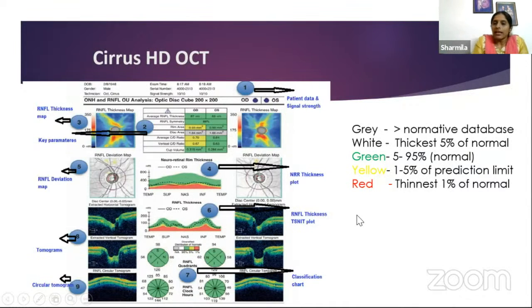And then coming to the colors, gray is basically more than normal, that is, above normal. And white is the thickest retinal nerve fiber layer. Green is the normal range, that is, 5 to 95% of the population fall in the green range. And then yellow is between 1 to 5%. And red is the thinnest, where only less than 1% of the population will fall in the red zone.